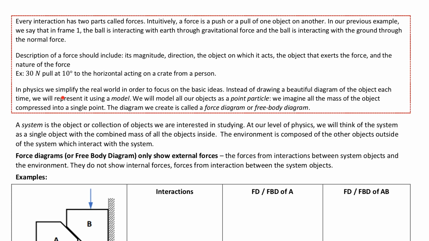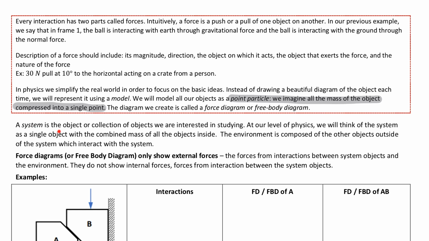In physics, we simplify the real world in order to focus on the basic ideas. Instead of drawing a beautiful diagram of the object each time, we will represent it using a model. We will model all our objects as a point particle. And in a point particle, what we mean is that we imagine all of the mass of the object is compressed into a single point. The diagram we create is called a force diagram or a free body diagram.